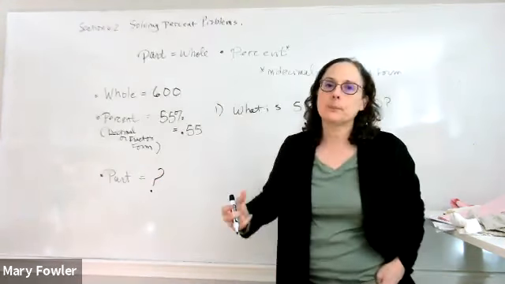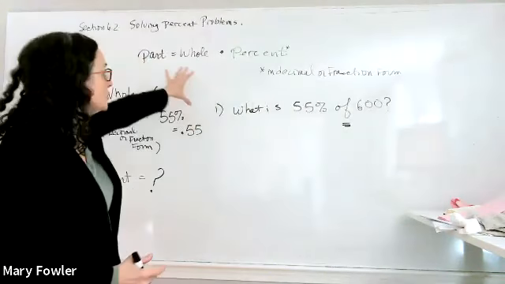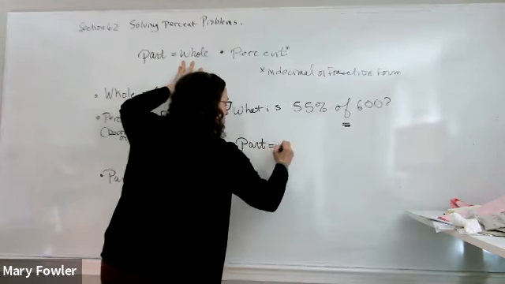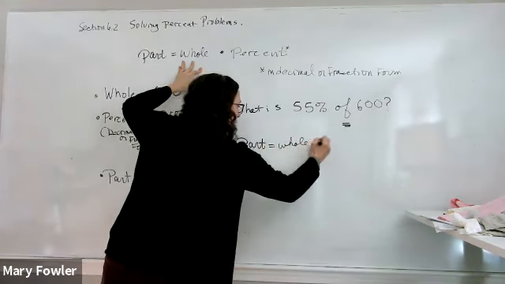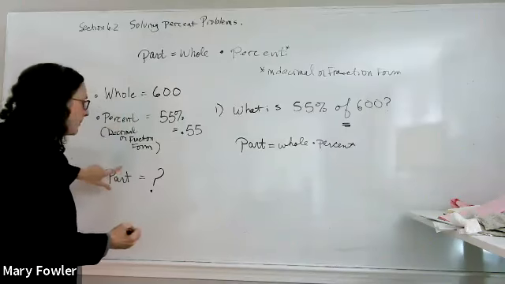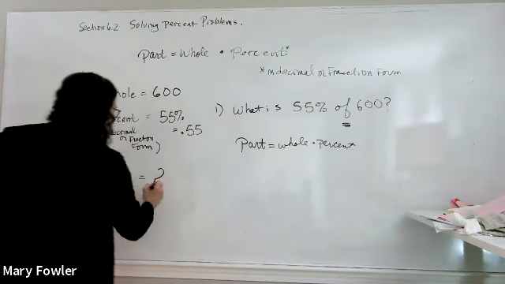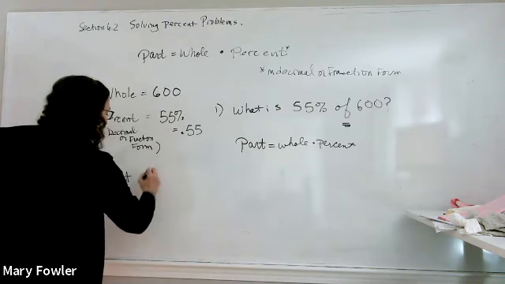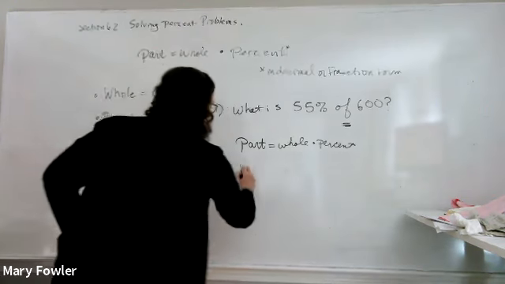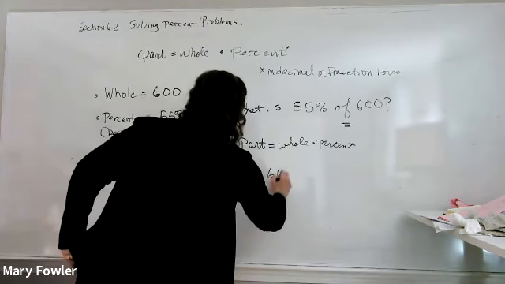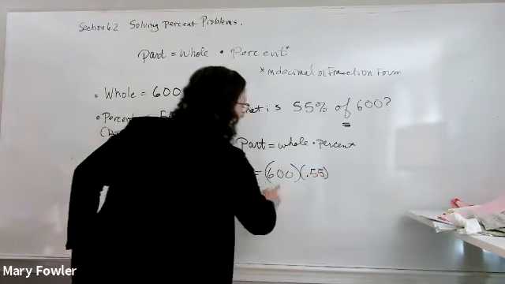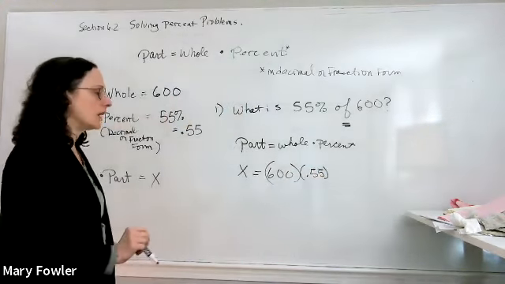Okay, so I'm going to substitute what we know into our percent equation. Let me write that out over here. Part is equal to whole times percent. And we know that part's unknown. I'm going to call it X. So it's a question mark, but you know what? Let's just call it X because basically we're going to solve for the unknown piece. And so we have here that X is equal to 600 times 0.55.